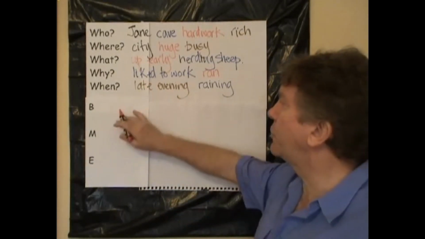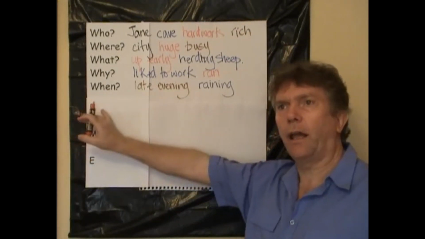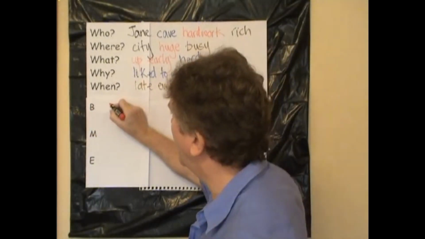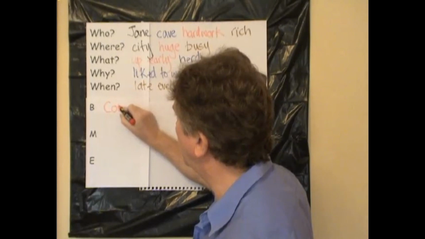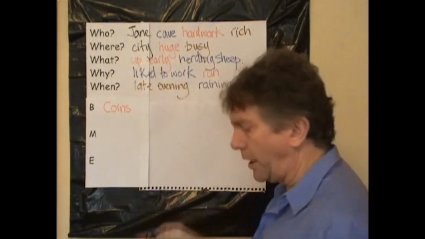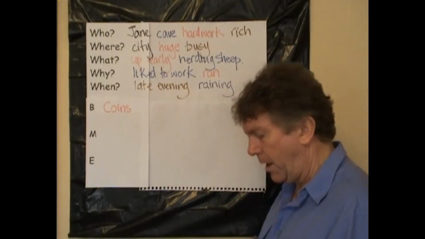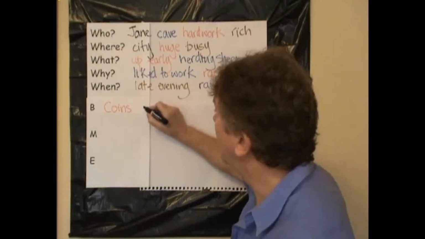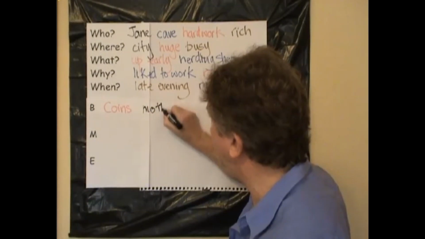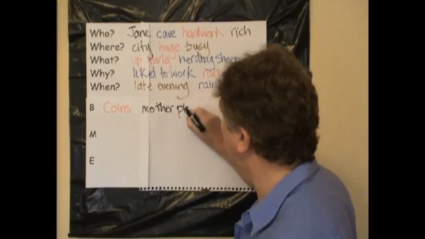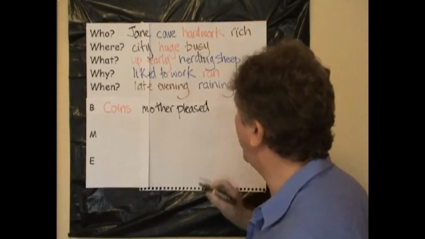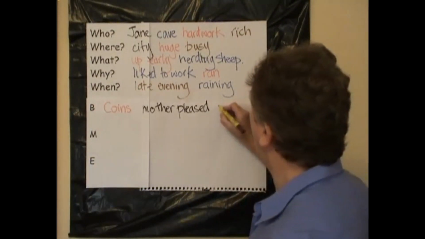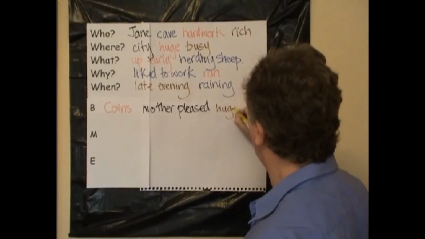Well, what happens at the beginning of the story? Jack is given some beans, he's tricked. Well, let's say it's the opposite. She goes and she finds coins. She gets the coins straight away, and she finds that her mother isn't unhappy with her. Her mother is pleased. Mother's pleased, and instead of being sent to bed without any supper, they have a huge meal.